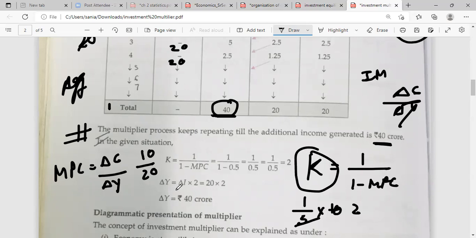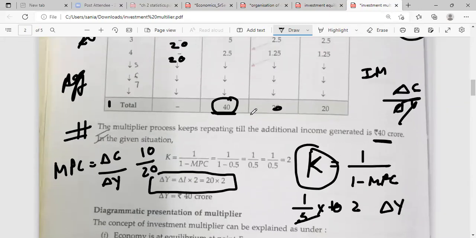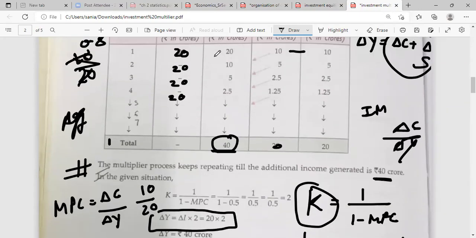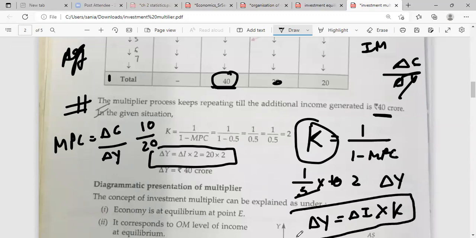Now, with the help of K, you will find this. Again, there is a formula for delta Y. See, it is written; this doesn't mean that everything is given over here, right? So you got your K is 2. Now you have to find delta Y, which is your income. The formula is delta I, the change in investment, multiplied by K. This is another formula: in order to find delta Y, you have to multiply change in investment by K.